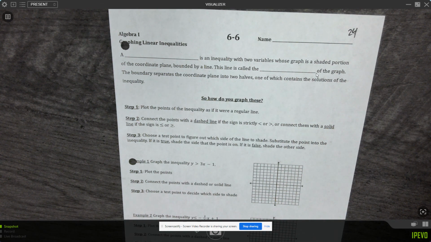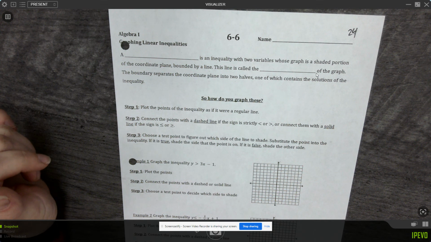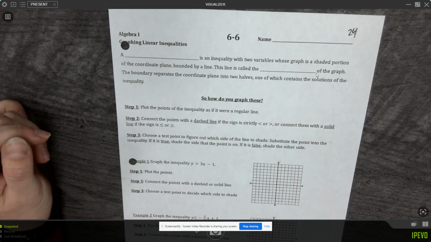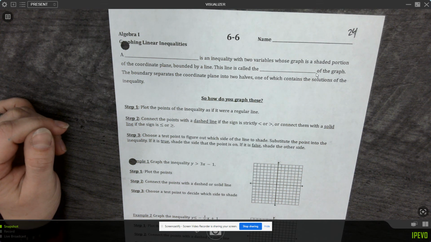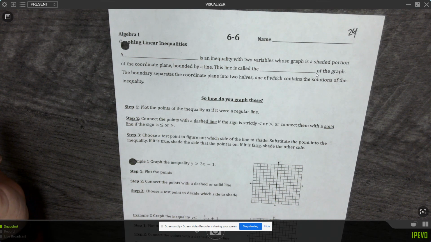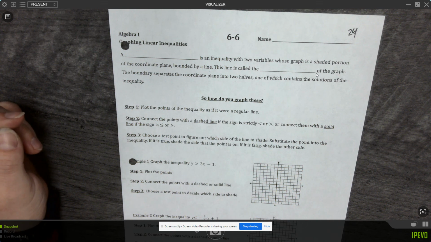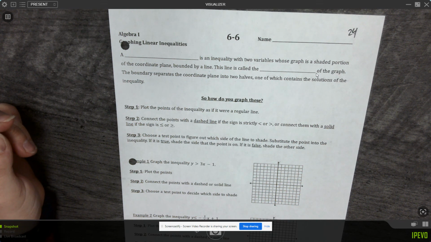All right, we're going to look at graphing linear inequalities. So, if you recall, an inequality has one of those inequality symbols: greater than, less than, greater than or equal to, less than or equal to. So a linear inequality is just like a linear equation, except instead of an equal sign, it has an inequality symbol. So instead of y equals 2x plus 8, we're going to have y is greater than 2x plus 8. That's all that's different about an equation versus an inequality.